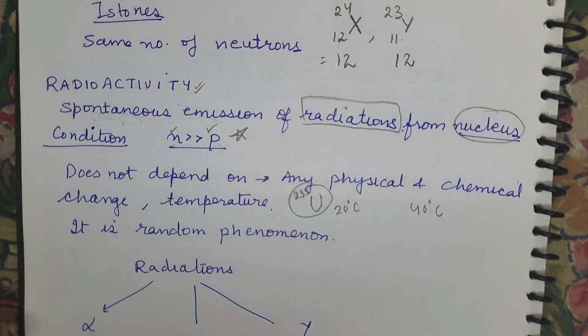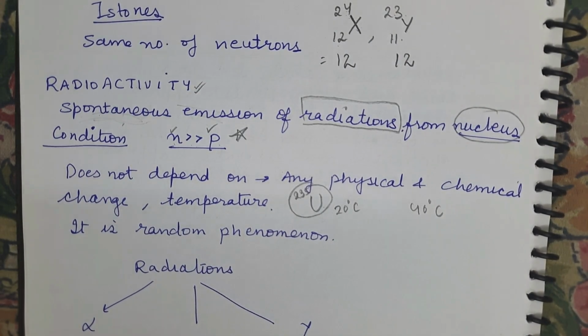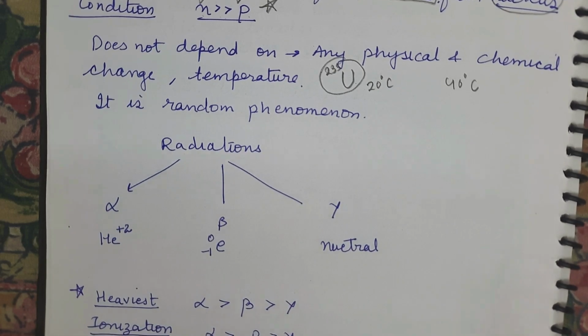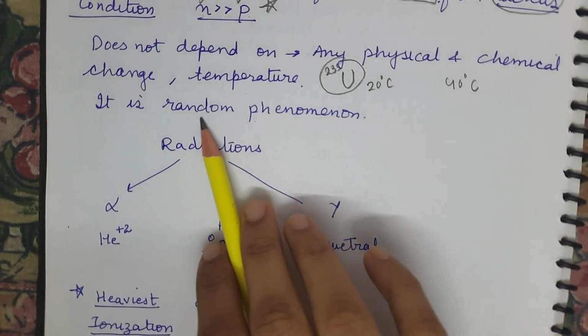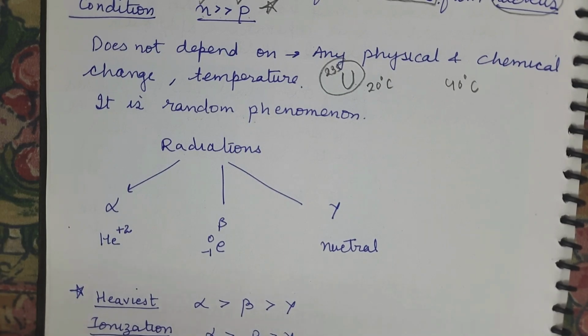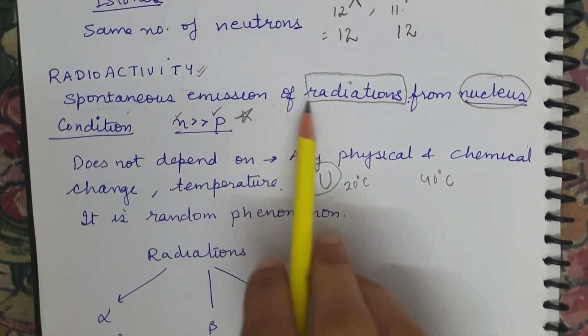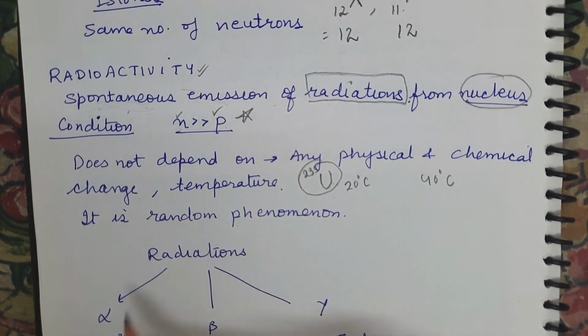It will remain the same whether you change the temperature, whether you freeze the uranium, or you heat it, or you put it in an electric field or magnetic field. Whatever you do, it is not going to affect your radiations, right? Now because we are dealing with radiations, and I told you it is a random phenomenon, you never know when the nucleus is going to disintegrate. It is going to break down.